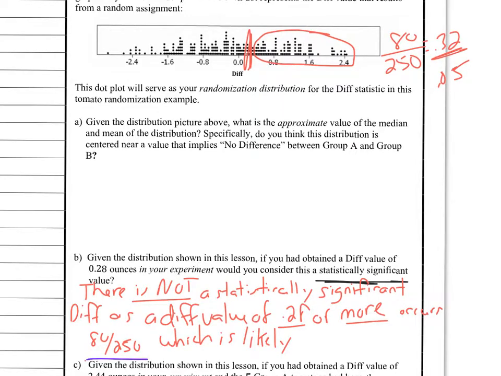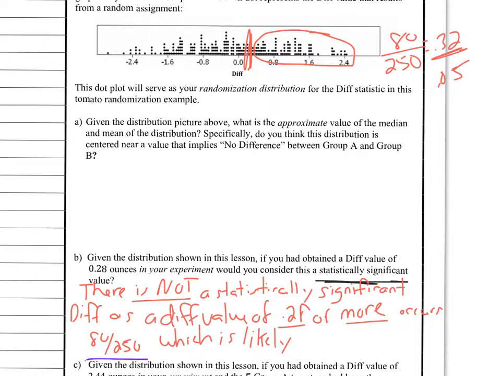So here's the explanation. We're going to say there is not a statistically significant difference as a diff value of 0.28 or more occurs 80 out of 250 times, which is a likely amount. That's why it's not statistically significant.